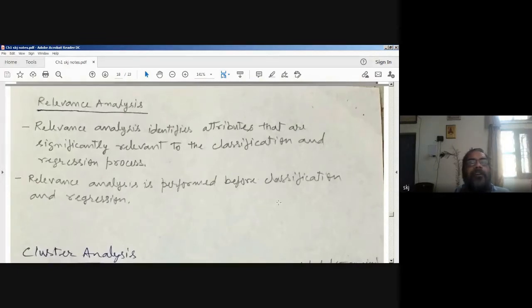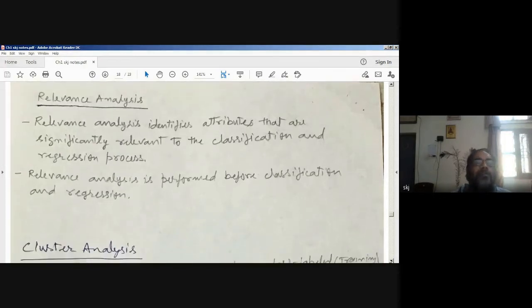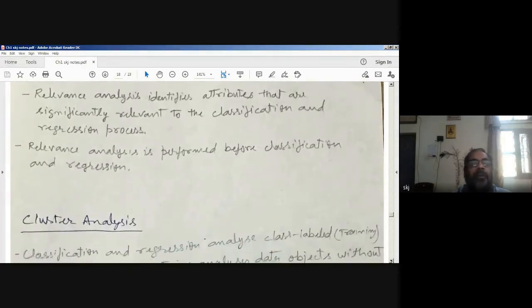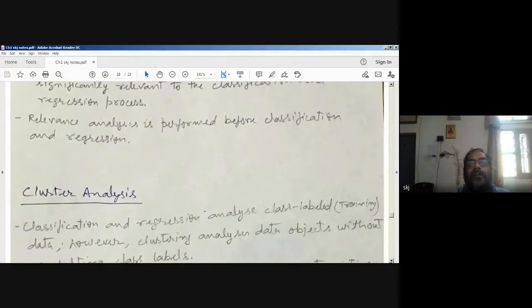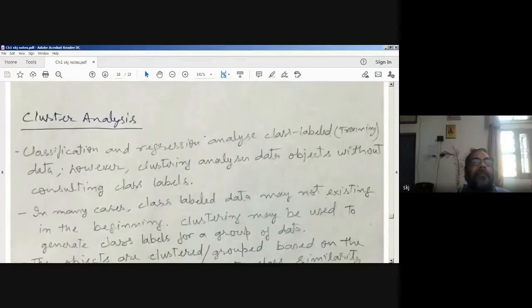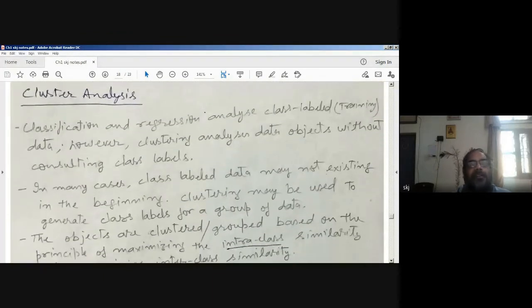Okay, so some kind of analysis I need to do, and based on those attributes, then I will go further for developing a classification model. So naturally, this step is before the classification model development or the regression analysis. Next is the cluster analysis.